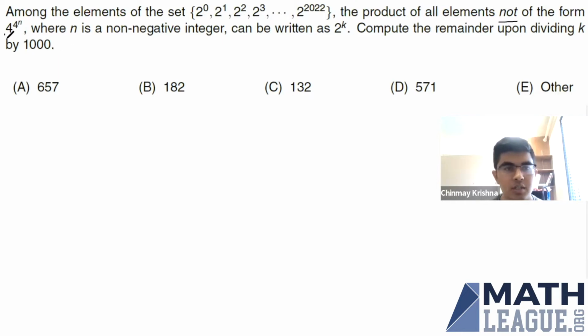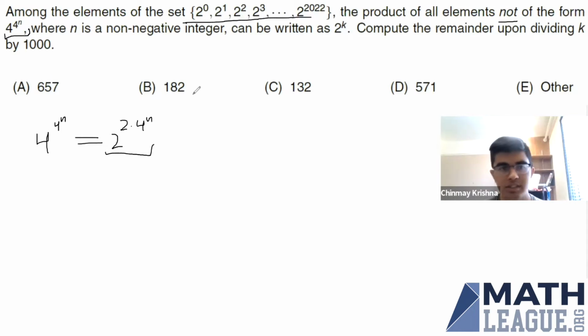Okay, so we're looking for, out of this set, how many of them aren't of the form 4 to the 4 to the n. Since 4 is equal to 2 squared, we can rewrite this as 2 to the power of 2 times 4 to the n, because it would just be 2 squared, which is 4 to the power of 4n, same thing. And so how many numbers are in this form in this set? So if n is equal to 0, that means 4 to the 0 is 1, and 2 times 1 is 2. So 2 squared would be one of them that's not in the set.